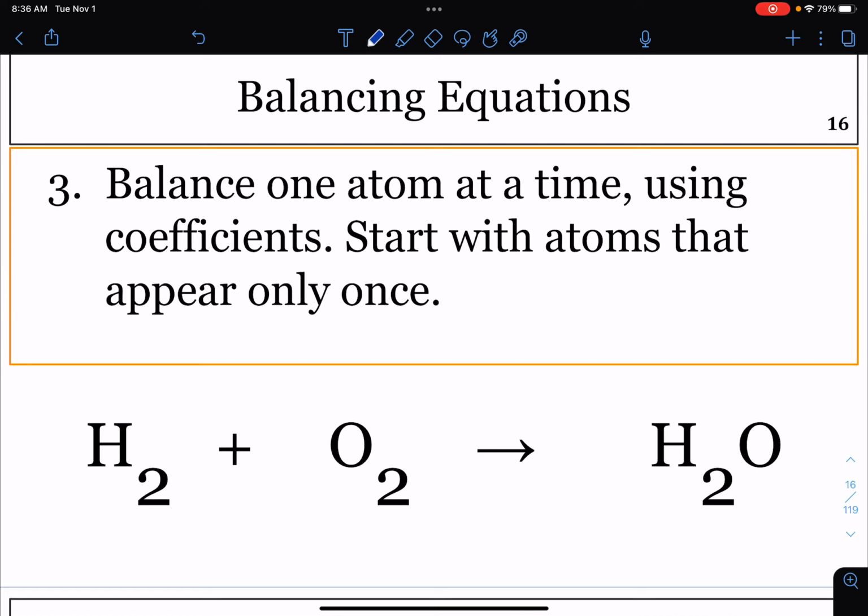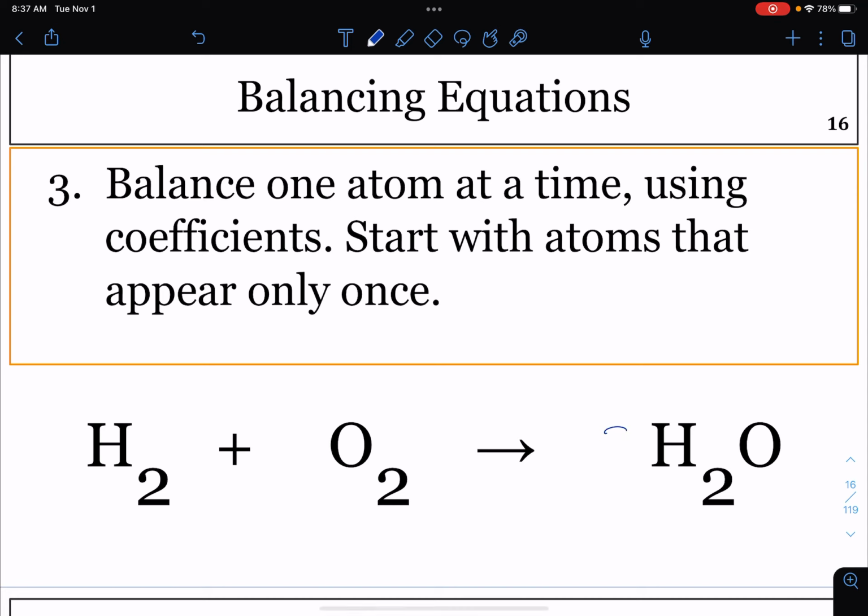Step 3, balance 1 atom at a time using coefficients. The second sentence to step 3 doesn't apply to this chemical reaction, but we'll get to it in a later example. So, as you can see, if we just added a 2 subscript right here, now the atoms would be balanced. But that is wrong. We cannot change the subscripts when we are trying to balance, because now this chemical reaction is forming H2O2 or hydrogen peroxide, not forming water. So we cannot change subscripts. The only thing we can do is change coefficients. As of right now, each of these molecules has a 1 in front of it.